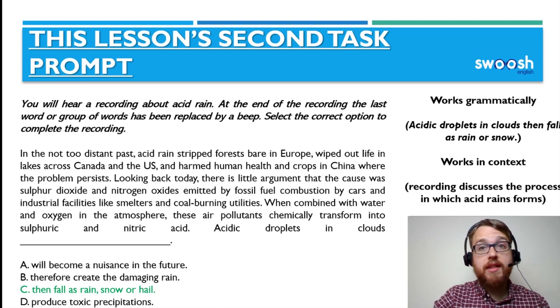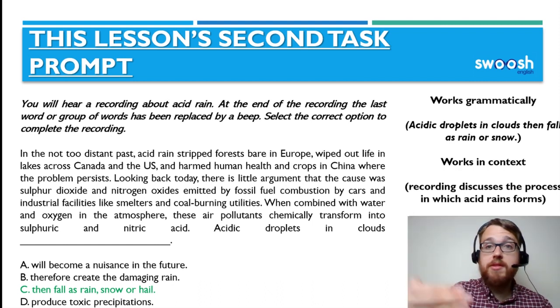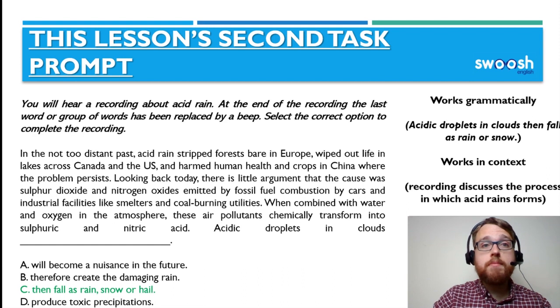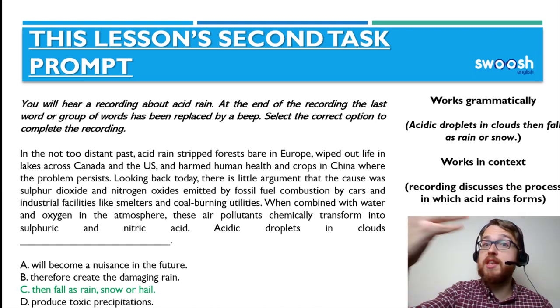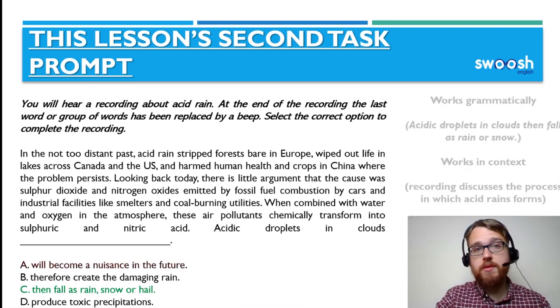So that works grammatically. Everything joins on very, very nicely. It also works great in context because the recording is discussing the process in which acid rain falls. If you read the previous recording transcript sentences back, you will see that it's actually talking about the process of acid rain. When combined with oxygen in the atmosphere, these air pollutants chemically transform into sulfuric and nitric acid. Acidic droplets in clouds then fall as rain, snow, or hail. So it works well with the previous listening parts. You can see that it joins on nicely, and therefore we've got the wider context, making our answer suitable.